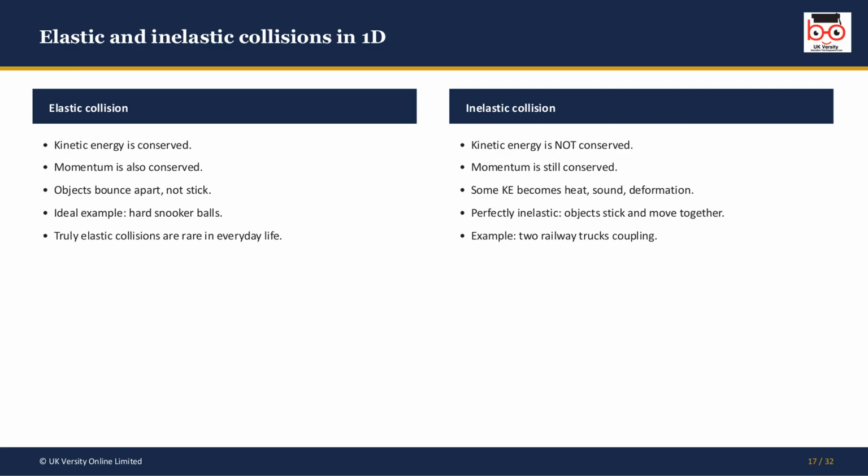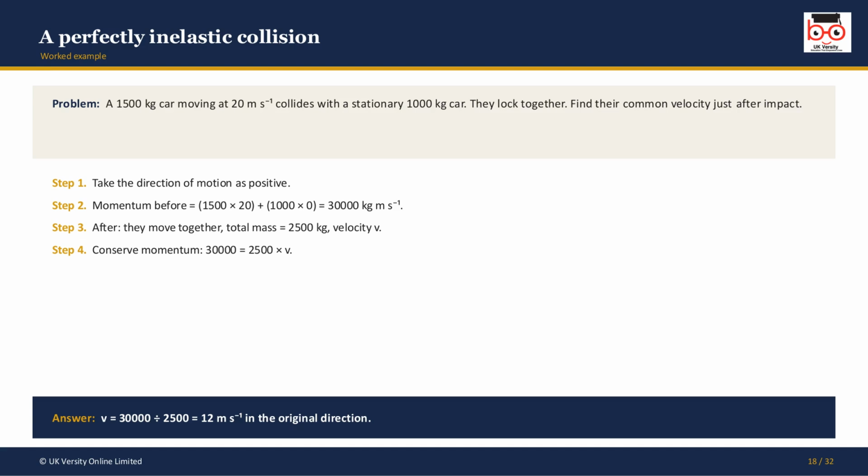In an inelastic collision, momentum is still conserved, but kinetic energy is not. Some of it turns into heat, sound, and deformation. In the perfectly inelastic case, the objects stick together and move off as one, like two railway trucks coupling up. Let's work through a perfectly inelastic collision.